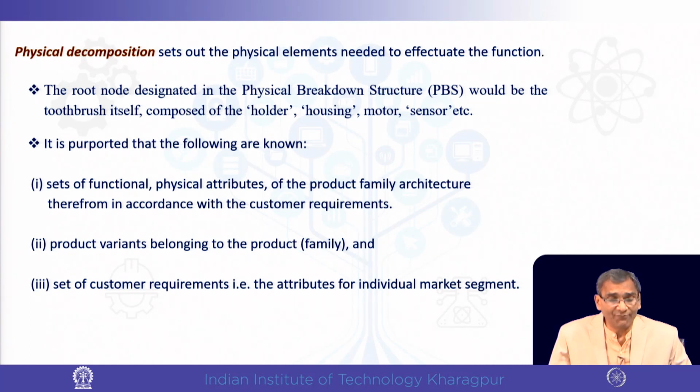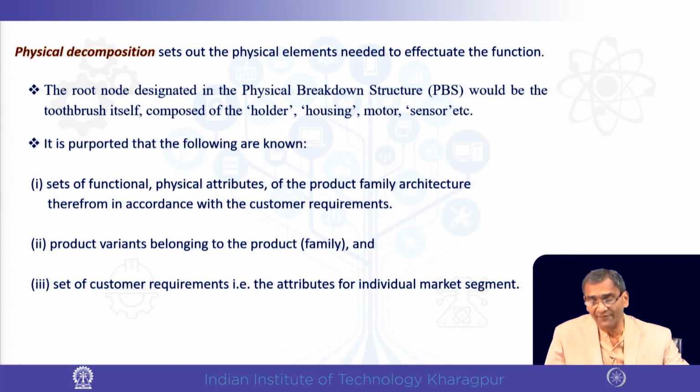It is purported that the following are known. One, sets of functional and physical attributes of the product family architecture, in accordance with the customer requirements, what the customer wants, what the customer needs. Two, product variants belonging to the product family and a set of customer requirements, that is, the attributes for an individual market segment. So, when we are talking about a product, essentially we are relating to a particular market segment or the target market.